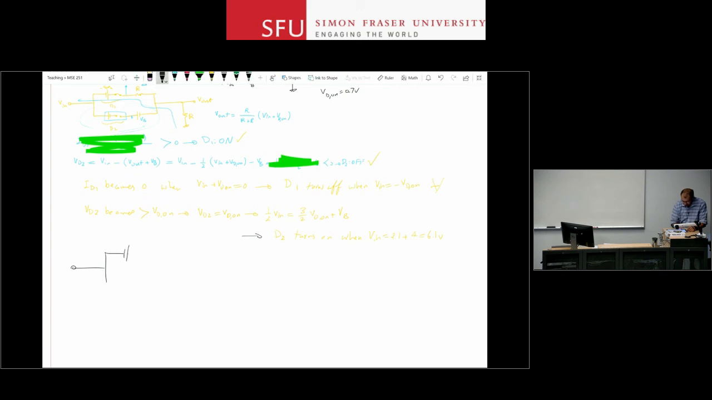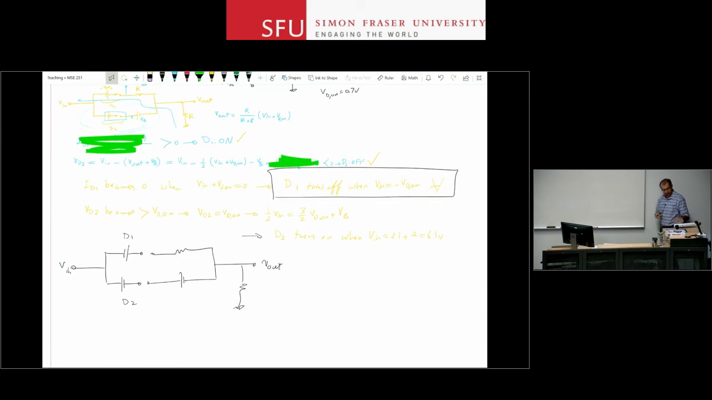So this is your D2 now. D2 at the bottom, off. D1 at the top, off. And a series voltage source and the circuit here. So this is my breakpoint.